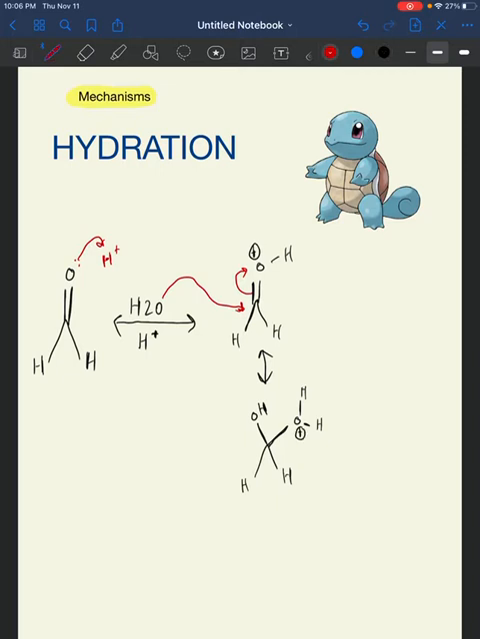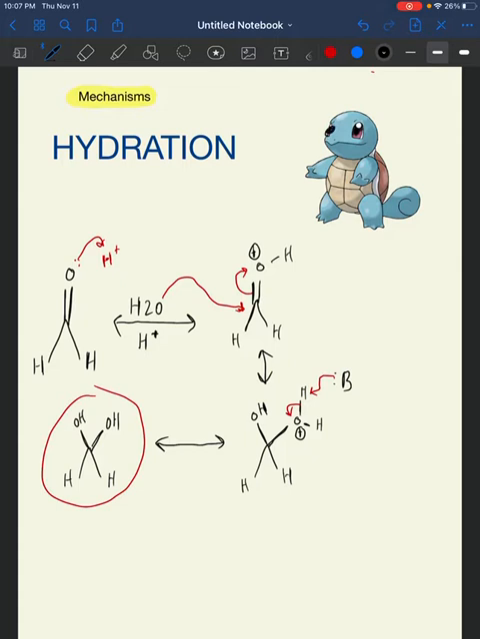And now what's going to happen here is this hydrogen can donate its bond in, and then we can have a generic base come and grab this hydrogen, giving us our final product, which is going to be this bad boy right here. And just like that, we made Squirtle proud. Let's give him some little sunglasses real quick. Oh yeah. We made him proud.